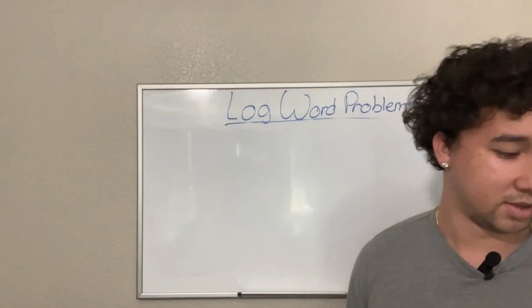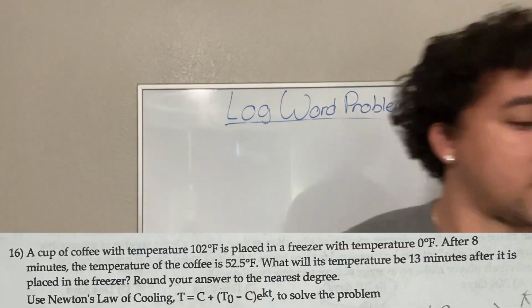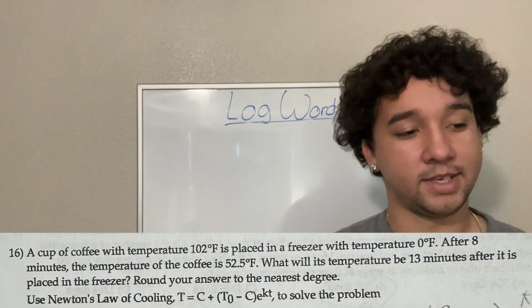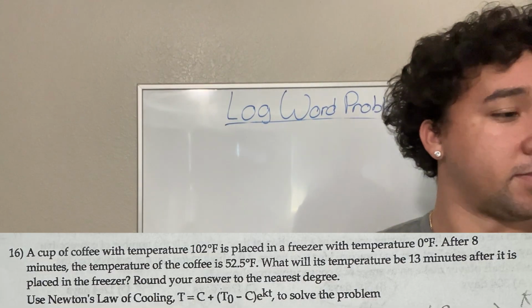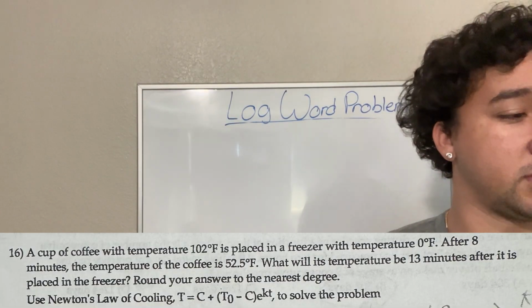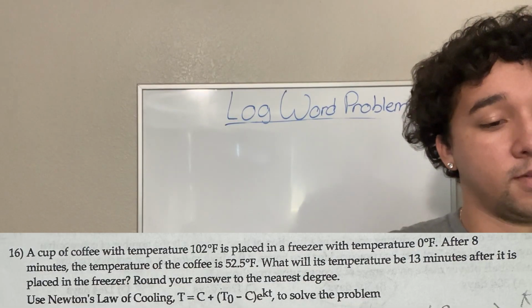All right, so it's looking like we get round 2, a little bit of redemption here. A cup of coffee with temperature 102 degrees Fahrenheit is placed in a freezer with temperature 0 degrees Fahrenheit. After 8 minutes, the temperature of the coffee is 52.5. What will its temperature be 13 minutes after it's placed in the freezer? Round your answer to the nearest degree.